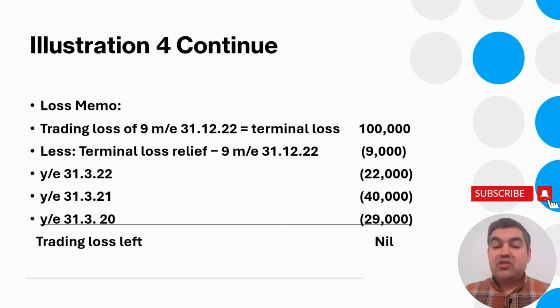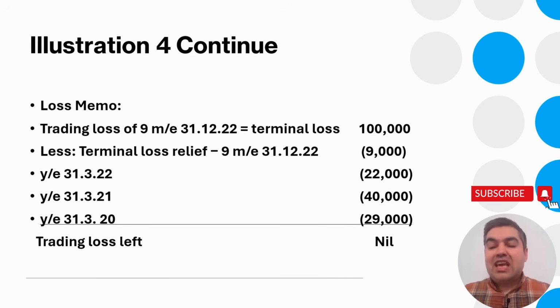Now we still continue with illustration number 4. So we had a trading loss of 100,000 for the 9 months ended 31st December 2022. We use 9,000 worth of losses against the same accounting period total profit. Then we use 22,000 against 31st March 2022. Then we use 40,000 against 31st March 2021. And finally we are left with 29,000. We set it against 31st March 2020. And finally, all the losses have been utilized.